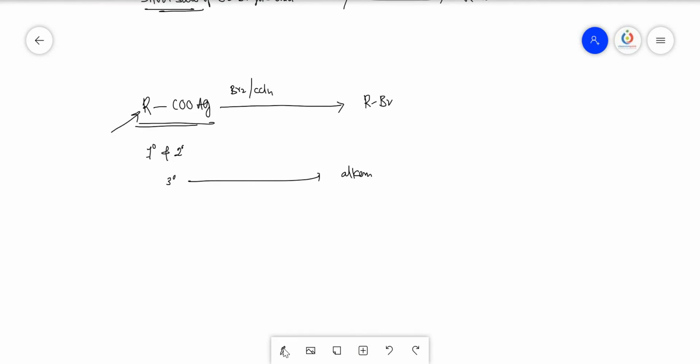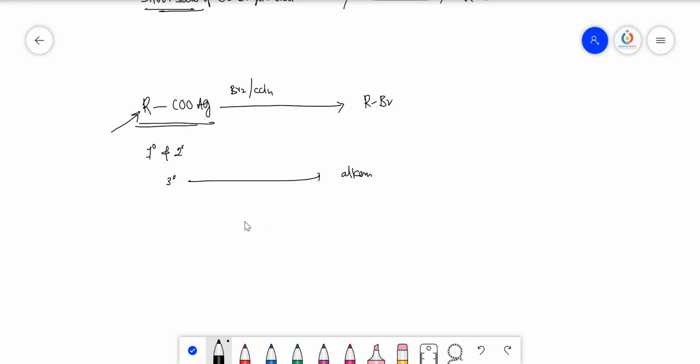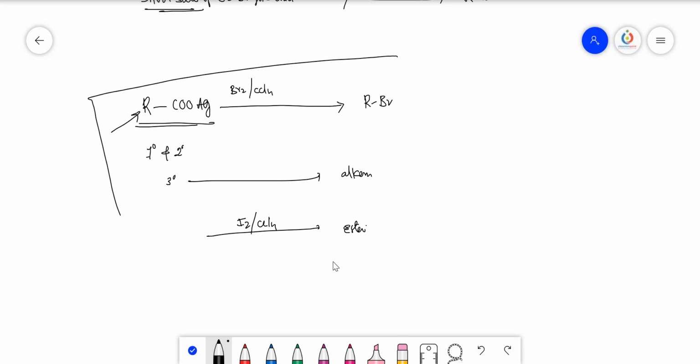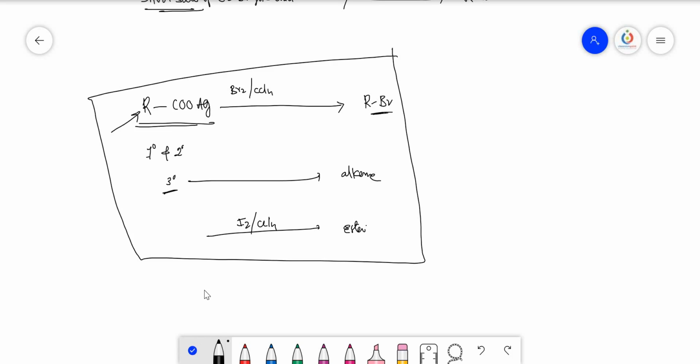And instead of bromine, if you use iodine with CCl4, then the product is an ester. For each and every one I will write one example, but you just remember this particular part which is helpful. If a primary or secondary alkyl group is present, that gives the alkyl halide. If you take the tertiary silver salt of carboxylic acid, you will get the alkene molecule, and if you take iodine in the presence of CCl4, you will get the ester, not the alkyl iodide.